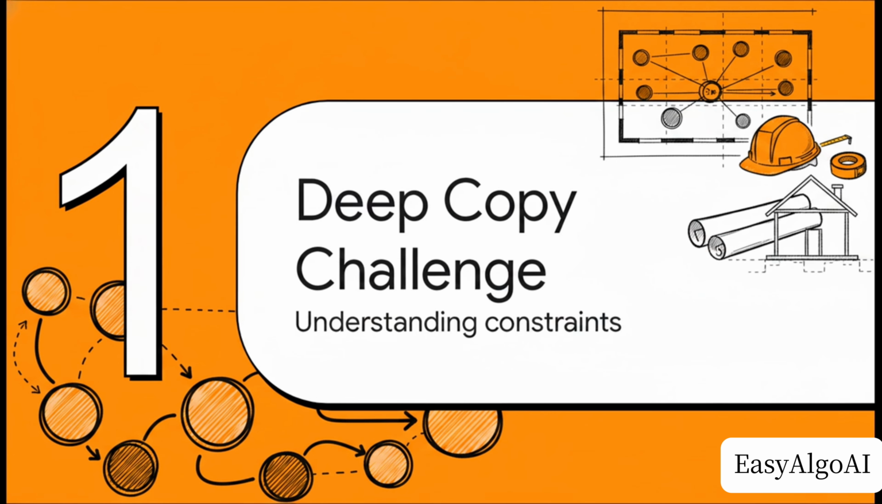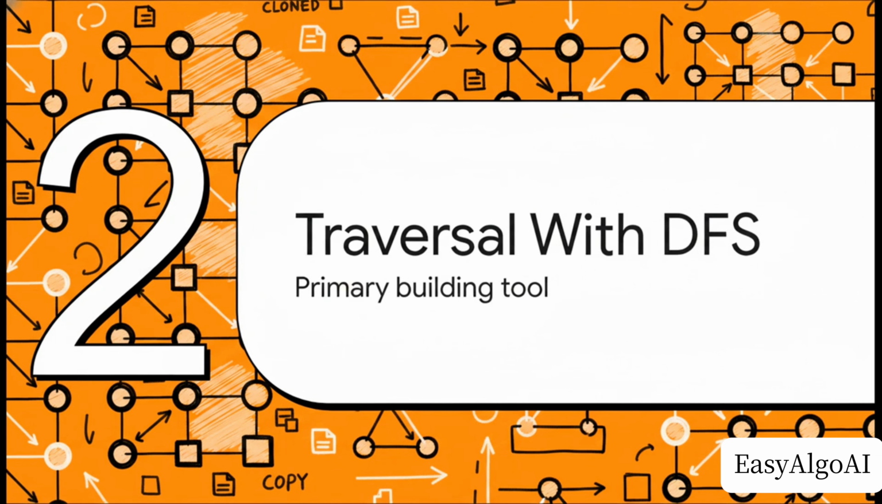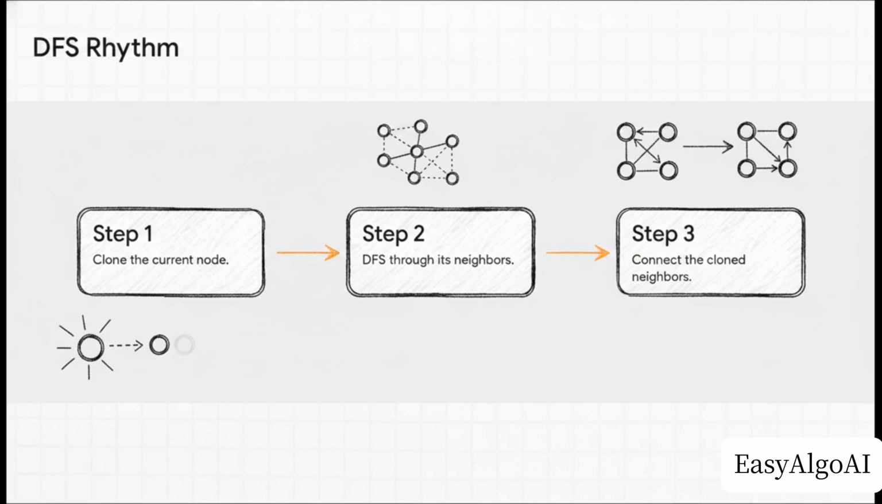All right, part one, the deep copy challenge and understanding our constraints. Moving right along to part two, graph traversal with DFS. This is really our primary building tool. So before we actually start building, let's lay out the constraints. We're starting with a reference to a single node within an undirected graph. Every node has a unique value and, luckily, is completely reachable.